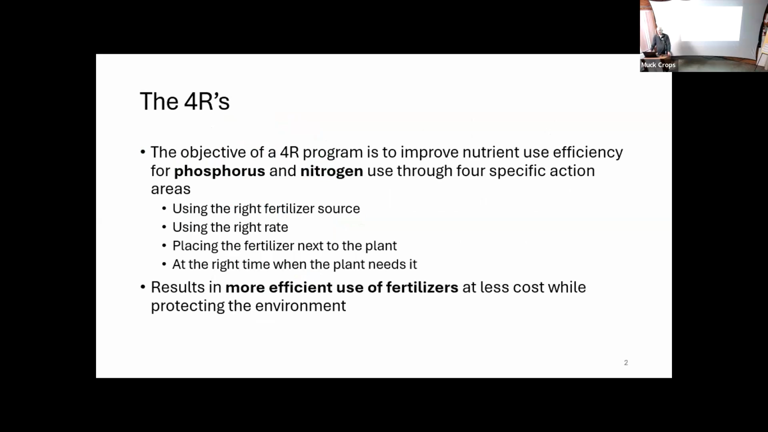So the 4R program is essentially to improve nutrient use efficiency for phosphorus and nitrogen uses through 4 specific action areas, and hence the 4Rs. It's using the right fertilizer source at the right rate, at the right place relative to the seed in the ground, and at the right time.